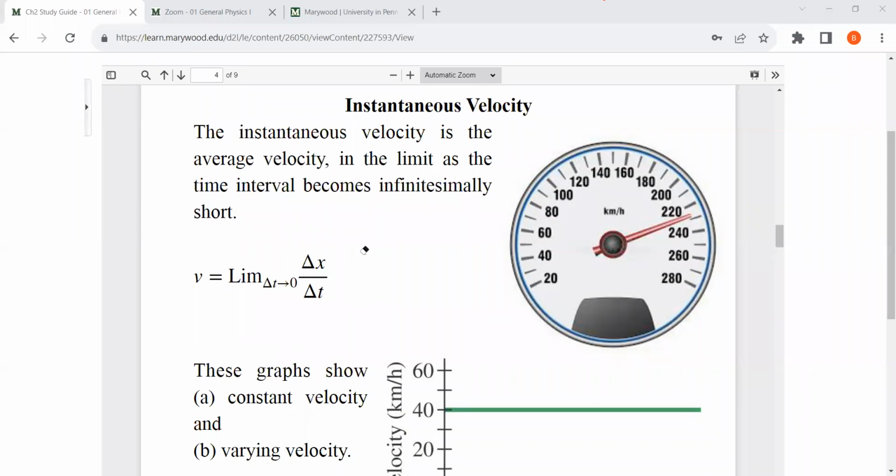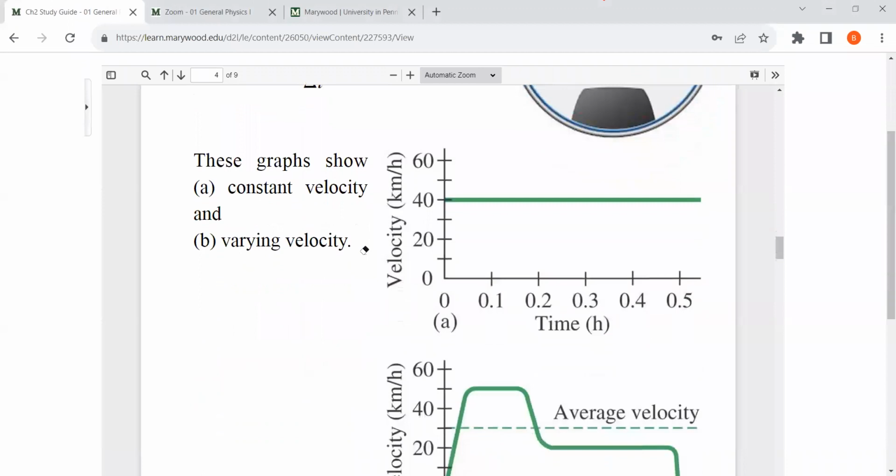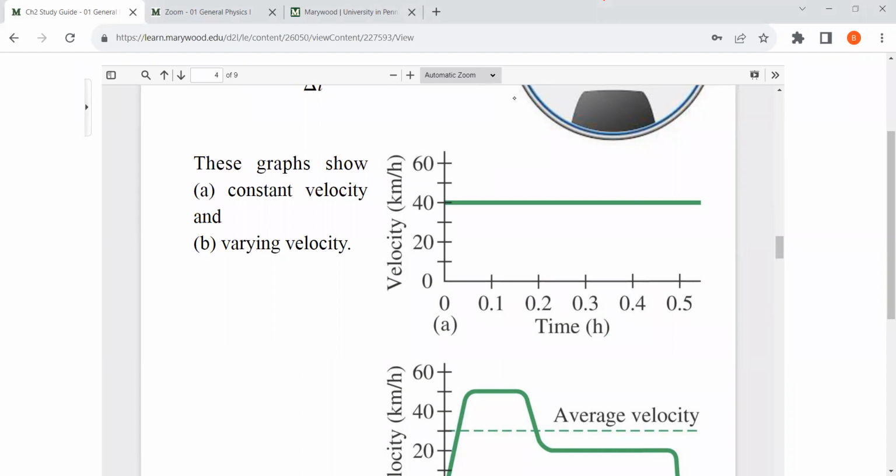So here we show two graphs. This is easy to understand. You see that it is constant. If we have a graph like this, it tells us that the instantaneous velocity and average velocity are the same. At any instant of time, for example at this instant, it is 40 kilometer per hour. At this instant it is also 40 kilometer per hour, and at the same time the average velocity is also 40 kilometer per hour.